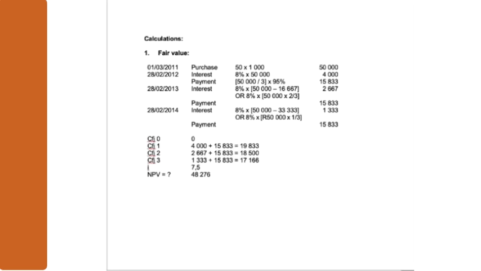We use discounted cash flows. We look at all the future cash flows of the debenture. We discount them back using a market-related rate, and that will give us a PV, which represents the fair value.